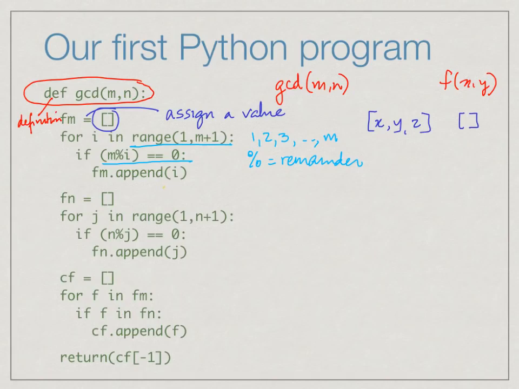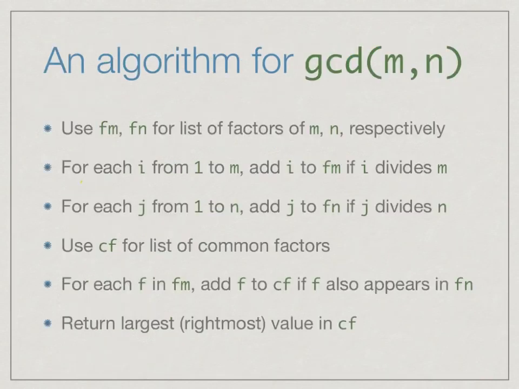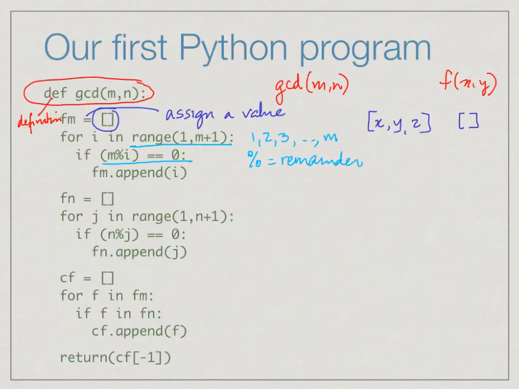So in this step, we have computed fm. This is exactly what we wrote informally in the previous example. We just said that for each i from 1 to m, add i to fm if i divides m. And now we have done it in Python syntax. So we have defined an empty list of factors, and for each number in that range, we have checked if it is a divisor and then added it.